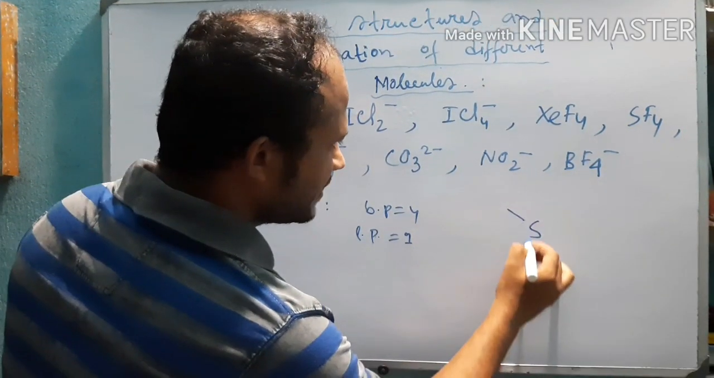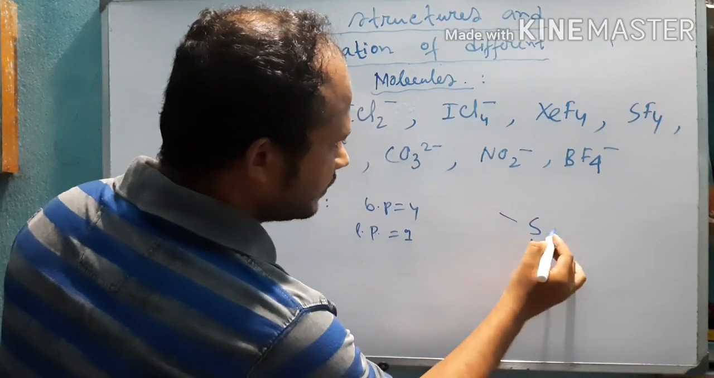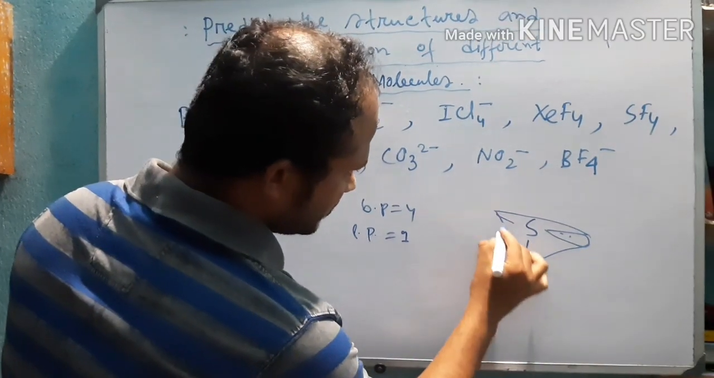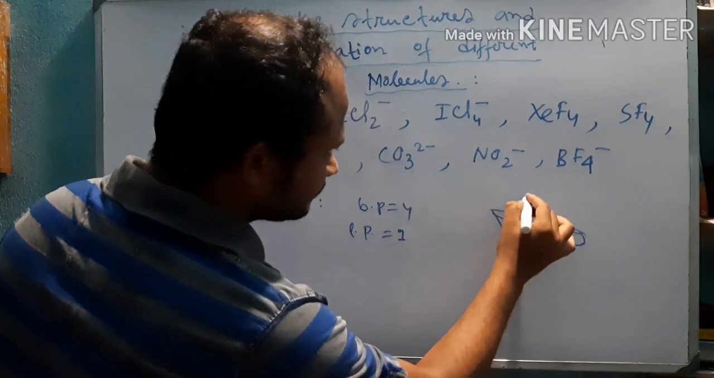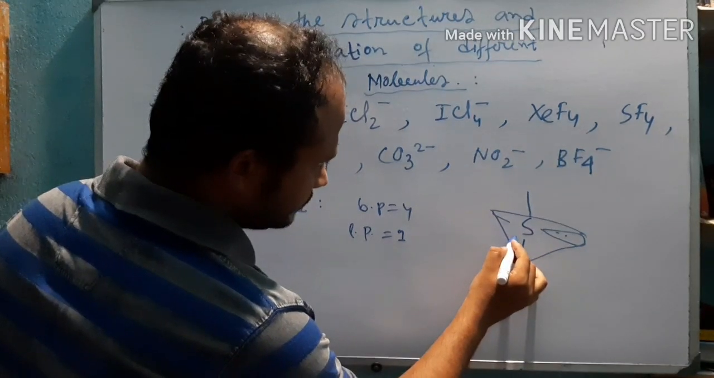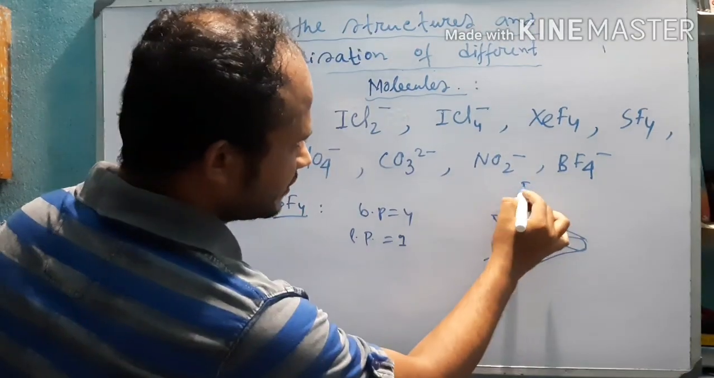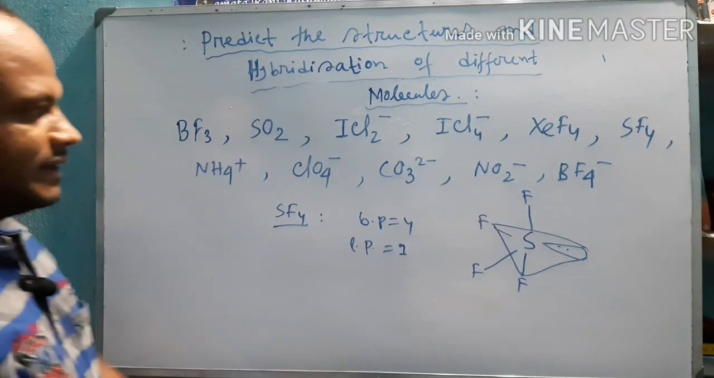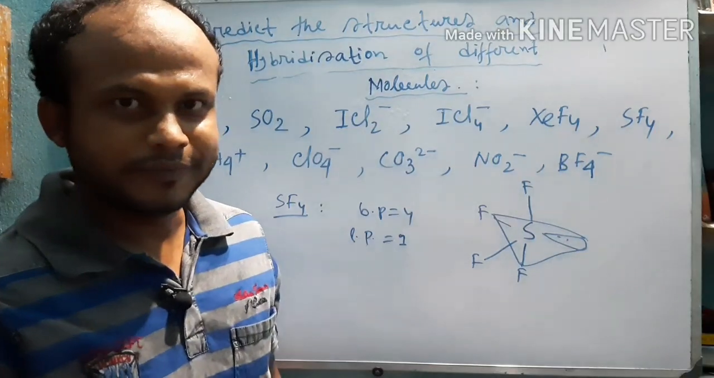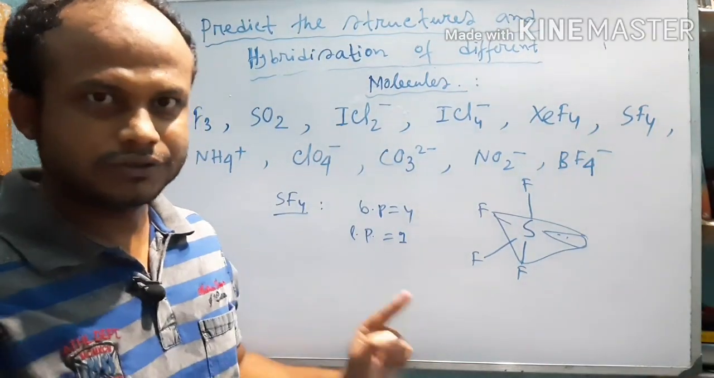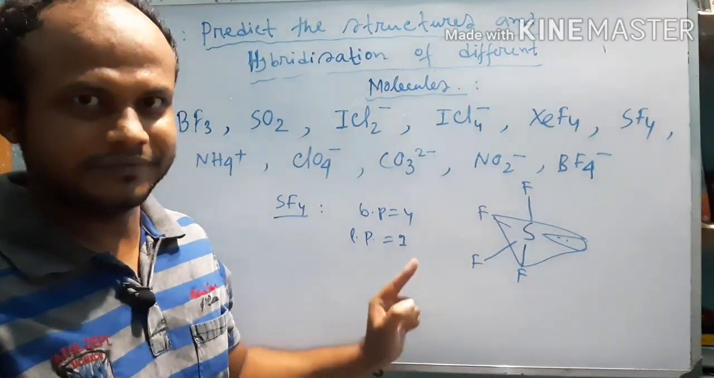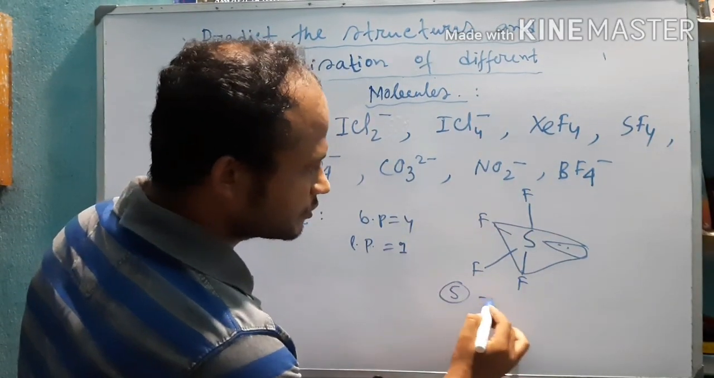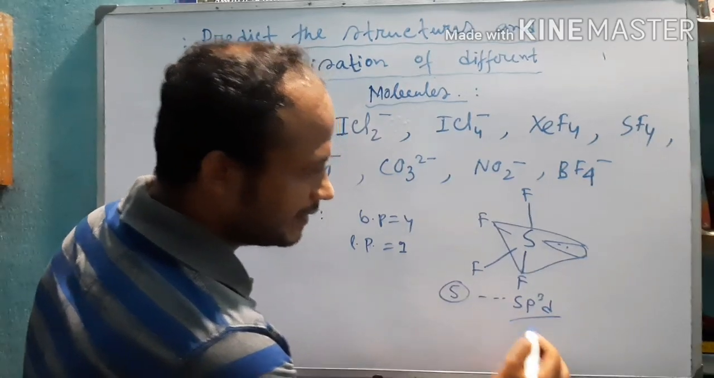First I predict the structure and then I will calculate the hybridization of this structure. Here is the same plane, and that is another plane, fluorine, fluorine, fluorine, fluorine. Here the number of sigma bonds and lone pairs take part in hybridization, so you can calculate the hybridization in a few seconds. 1, 2, 3, 4, 5. So that is 5. So the hybridization is sp3d.